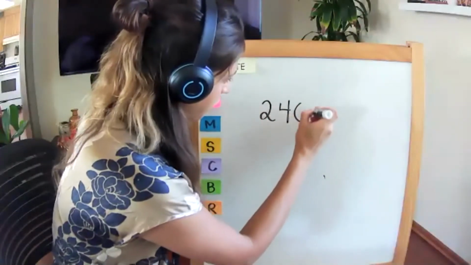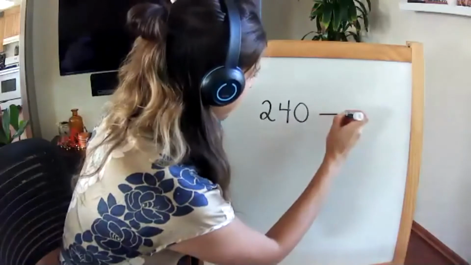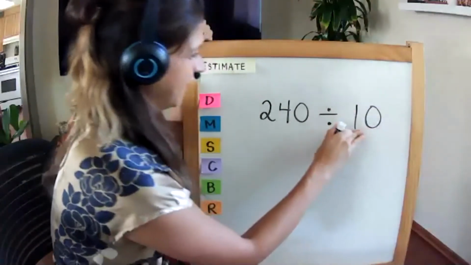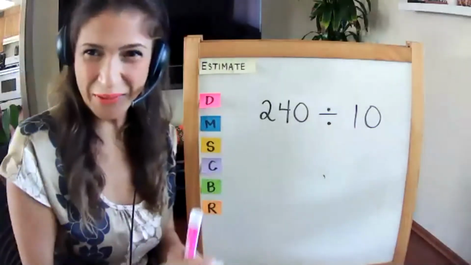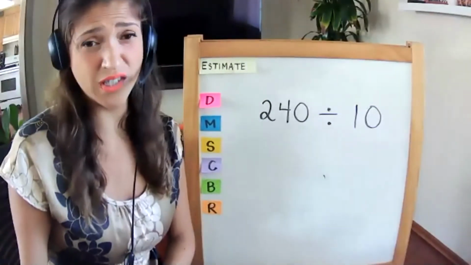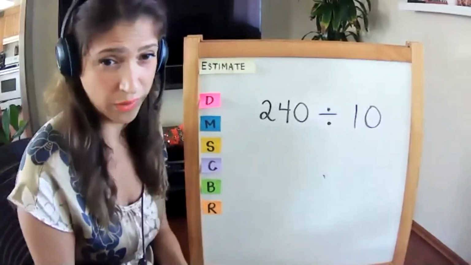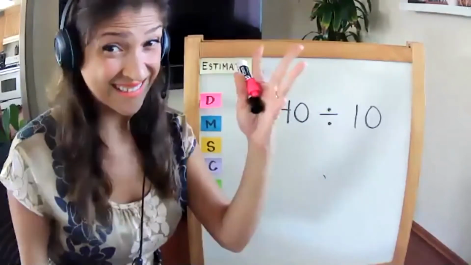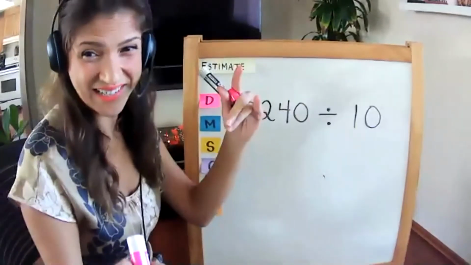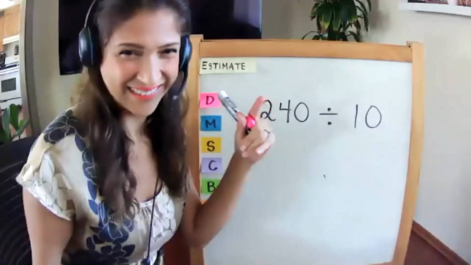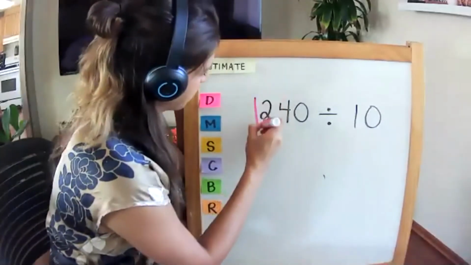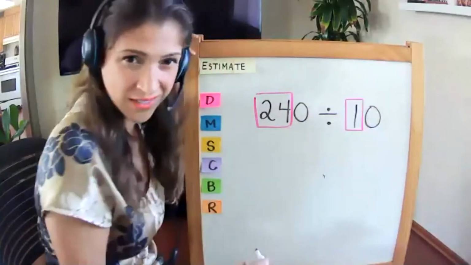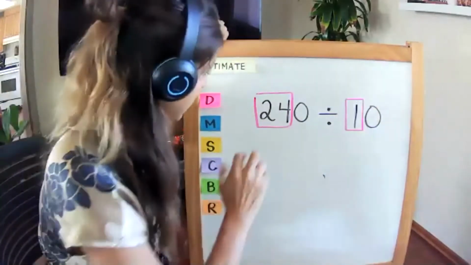All right, 240 divided by 10. Who would like to tell me what the basic fact is here, before anyone says I don't see how they go into each other? 24 divided by 1. Someone said it. I think it was Danielle. 24 divided by 1 is 24. What property is that? Identity property.